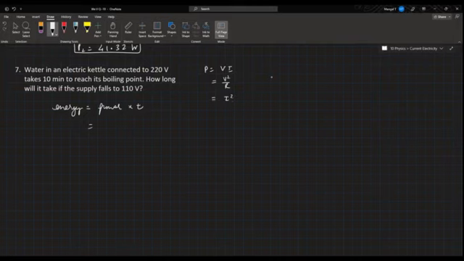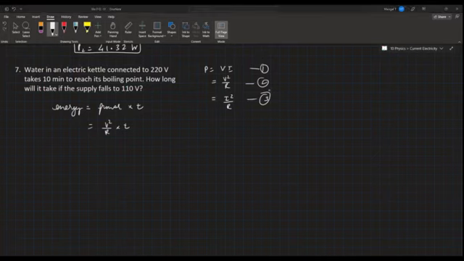And which other formula is there? I square upon R, right? Can anyone tell me which one should I use? 1, 2, or 3? 2. We should use the second formula. So you have V square upon R into T is the electrical energy.